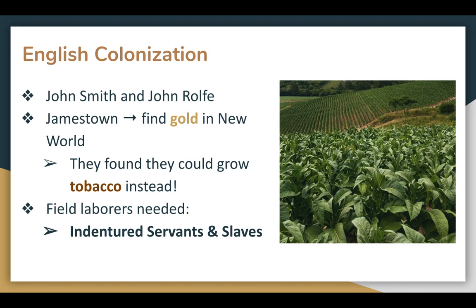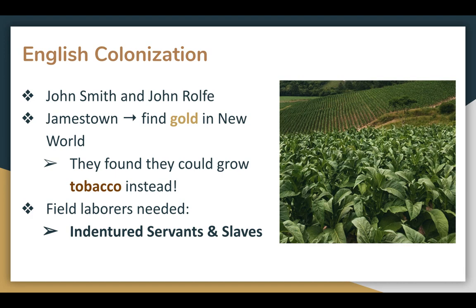Feel free to write that down also in your handwritten notes as well. But it's important to know that when English colonization started, we had 2 major groups that made up our labor force: indentured servants and slaves. There will be a big turning point when America stops using indentured servants and chooses to use slaves. But for right now, the English colonists in America are using both groups of field laborers.